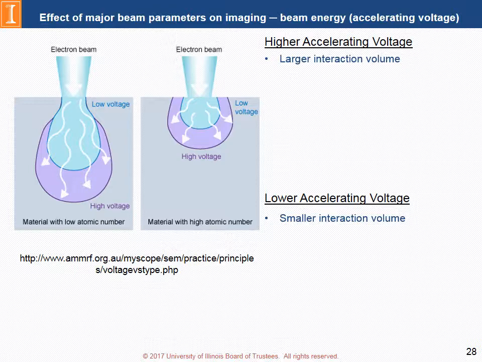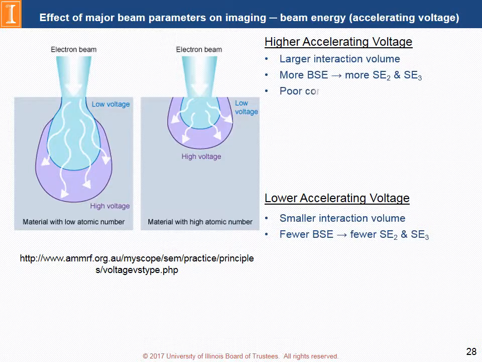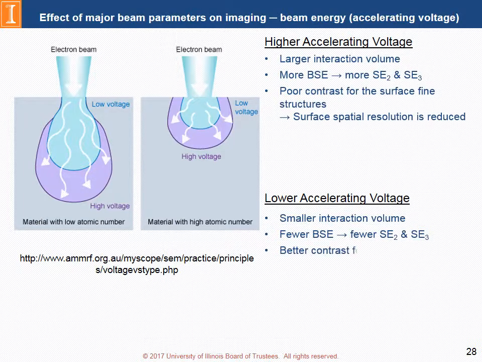And this is true in both low atomic number material on the left and high atomic number material on the right. A larger interaction volume means more backscattered electrons, therefore more SE2 and SE3s, which means a poor contrast for surface fine structure. So the surface spatial resolution is reduced as the accelerating voltage increases.